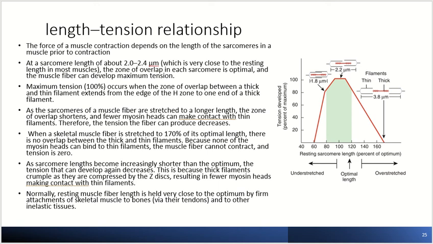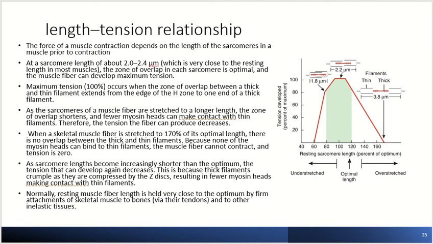On the other hand, as the sarcomere length becomes increasingly short, so as we're shortening or kind of scrunching our muscle fiber, this is also going to result in a decrease in the amount of tension that can be developed. This is simply because the thick filaments are going to basically crumple and get squashed as they're being compressed by those Z discs. And this again is going to result in fewer of those myosin heads being able to make contact with the thin filaments. So as a result, they're not going to be able to generate that tension.